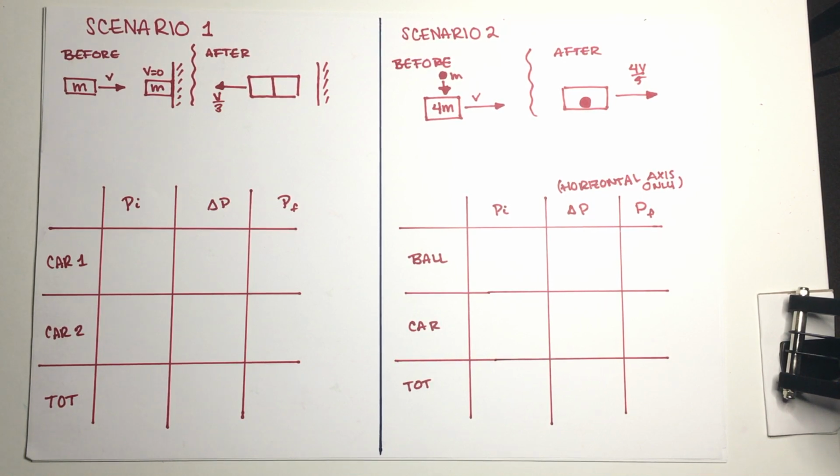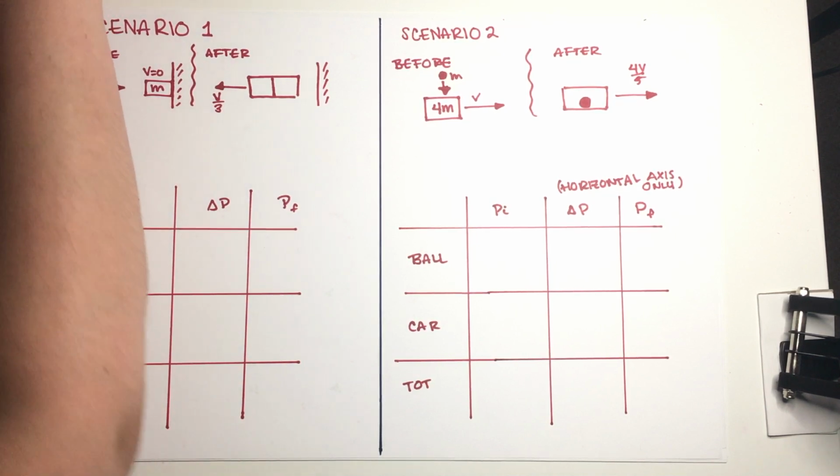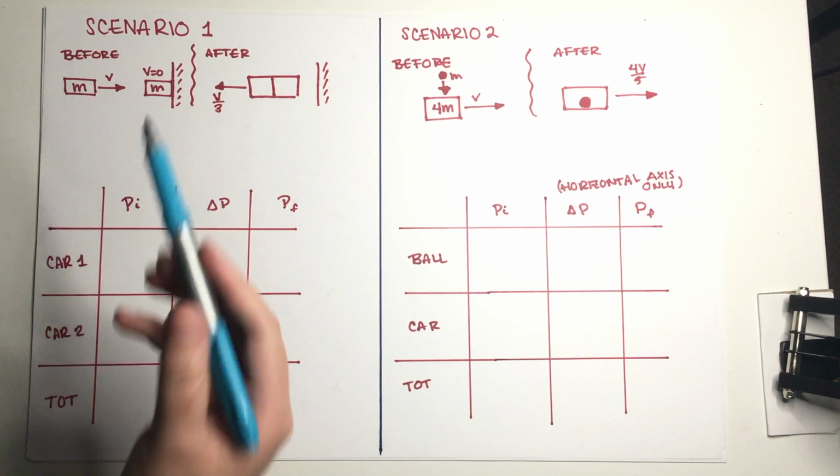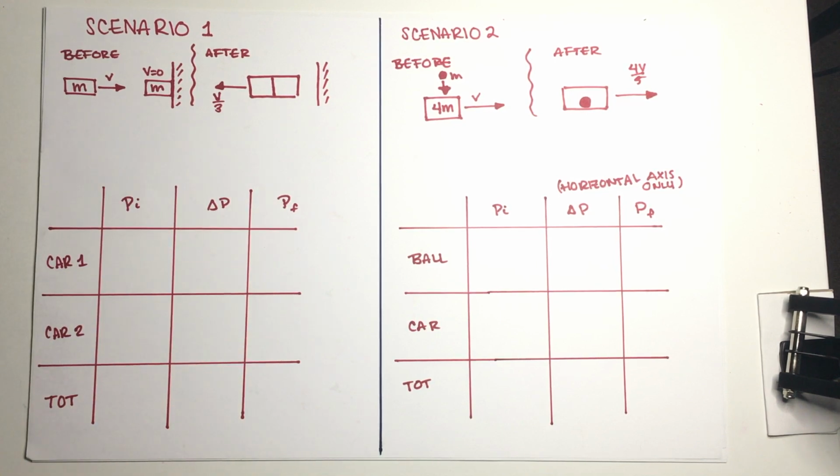So the first scenario is a moving car sticks to a stationary car and they bounce off a wall, and we're given the masses and we're given the velocities, initial and final. So now let's fill in our momentum chart for this scenario. Momentum is equal to mass times velocity, and we don't have actual numbers, but we can very easily figure out the momentum in terms of m and v.